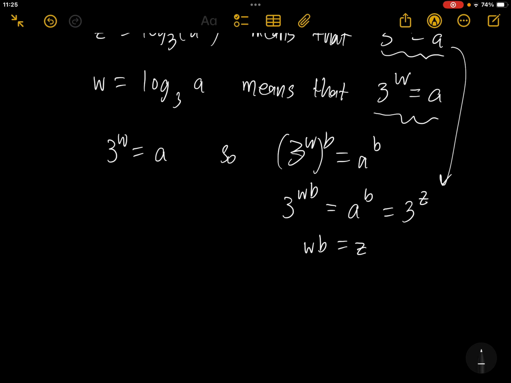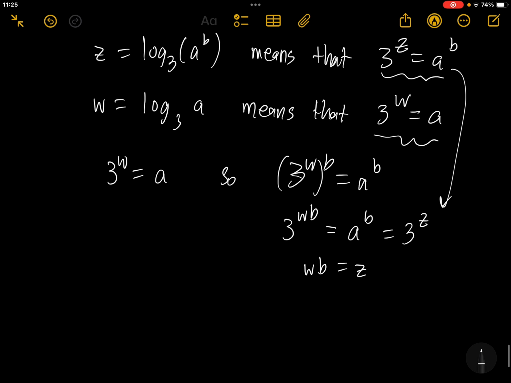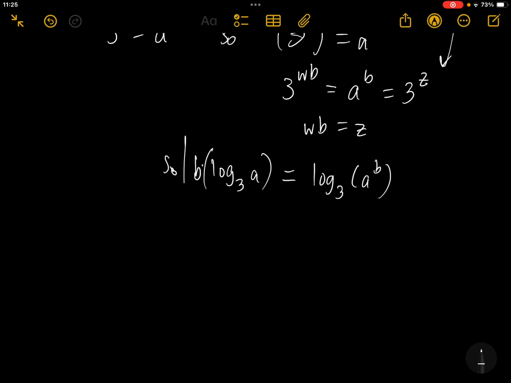Now let's go back. So we've just discovered that w times b equals z. Let's go back and remind ourselves what w and z were. W was log sub 3 of a. Okay, so w times b, let's put the b out on the left, equals z, and z was log sub 3 of a to the b. So that's the connection between log sub 3 of a to the b and log sub 3 of a: log sub 3 of a to the b is equal to b times log sub 3 of a.